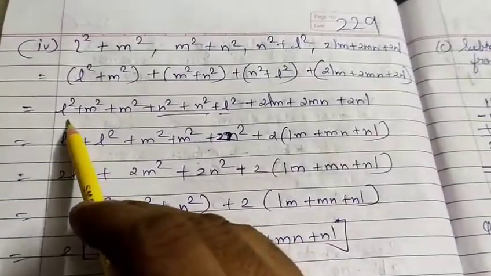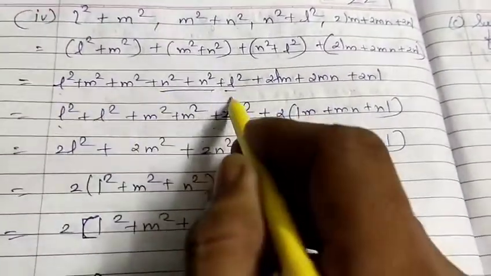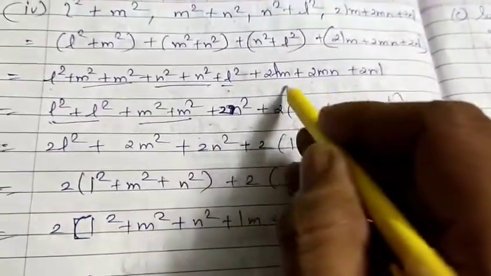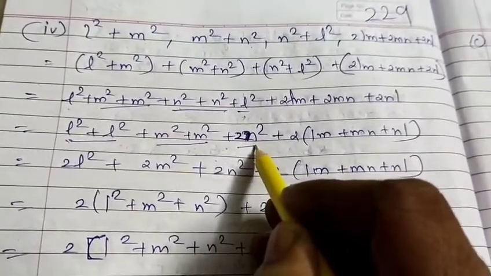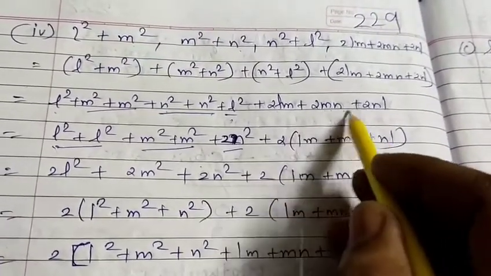Now we'll try to write all the like pairs together, means l square with l square, then m square with m square, then n square plus n square, 2n square. Then here 2lm plus 2mn and 2nl.